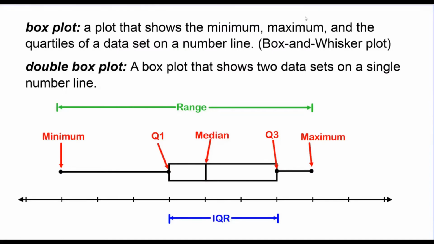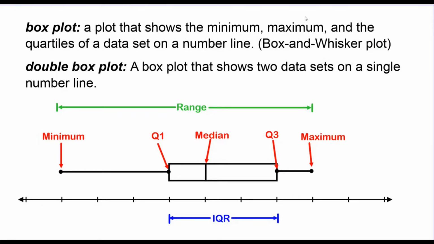Hey guys, in this video we're going to learn how to compare populations to one another. So far we've learned how to summarize one population or one data set using our measures of center, mean, median, and mode, and our measures of variability, which were the IQR and the mean absolute deviation. In this video, now we're going to use those measures to compare two populations to each other.